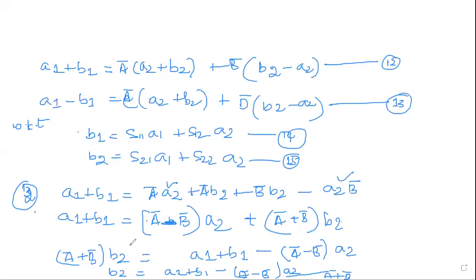So we need to eliminate B2. So the 12th equation will reduce to B2 is equal to A1 plus B1 minus A bar minus B bar into A2. Divide the whole equation by A bar plus B bar. Now consider this equation as 16. Now I'll clear the screen.